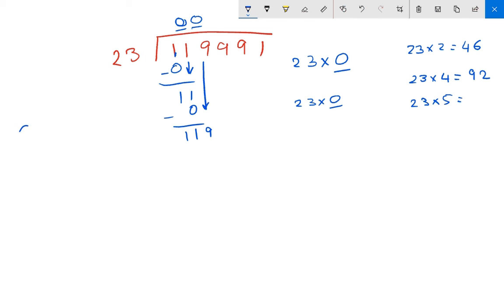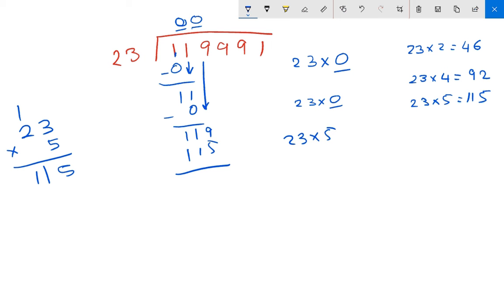normal thing to do. 23 times by 5. 15. 5 times 2, 10. Plus 1, 11. Okay, this is how close I can get to 119. Okay, so I'm going to go 1, 1, 5. How do I get that? 23 times 5. I'm going to put the 5 up here.